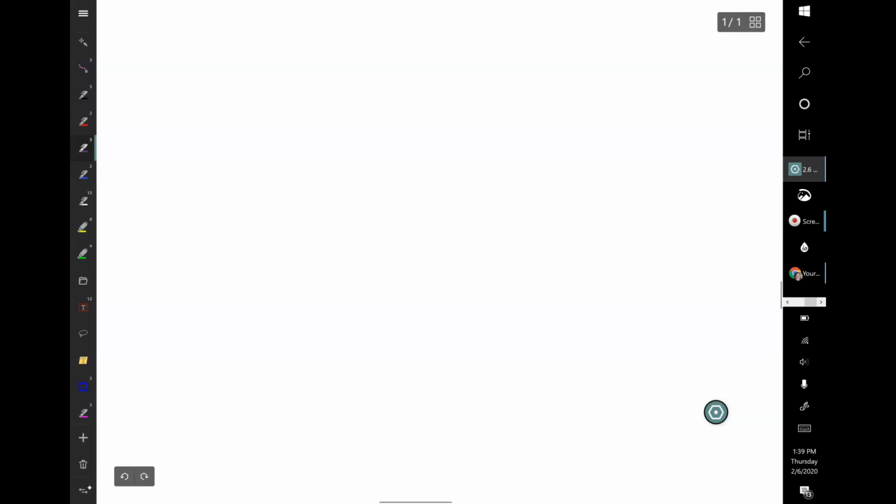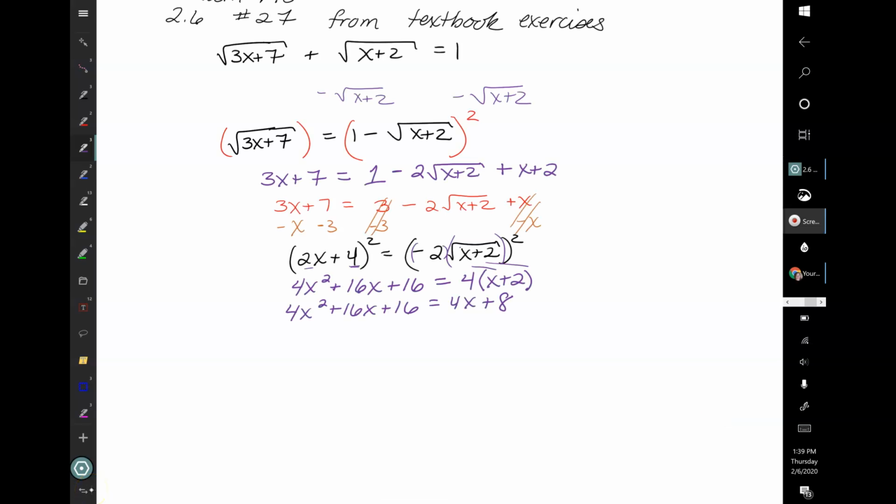Now what you're going to do is subtract the 4x and the 8 from both sides and set that equation equal to 0, and then you'll have a quadratic and it is factorable. So go ahead and try that and see how you do with that. I'll start writing it out.